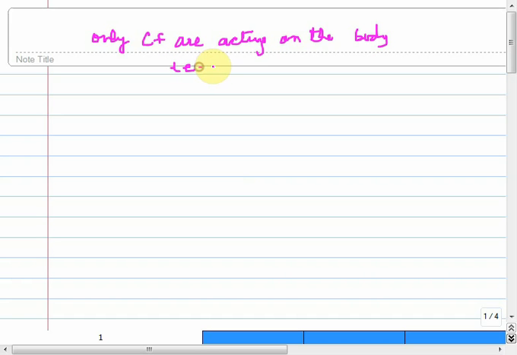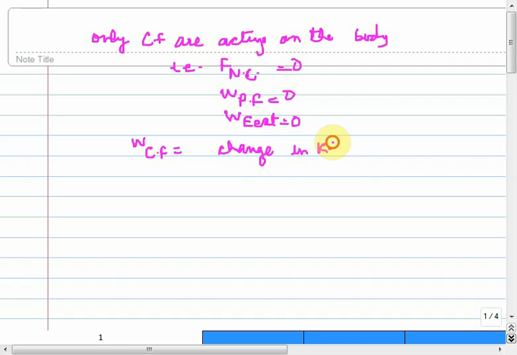That is, F non-conservative is equal to 0, W pseudo force is equal to 0 and W external is equal to 0. In this situation, the equation becomes W conservative force is equal to change in kinetic energy, which we define as KE final minus KE initial.